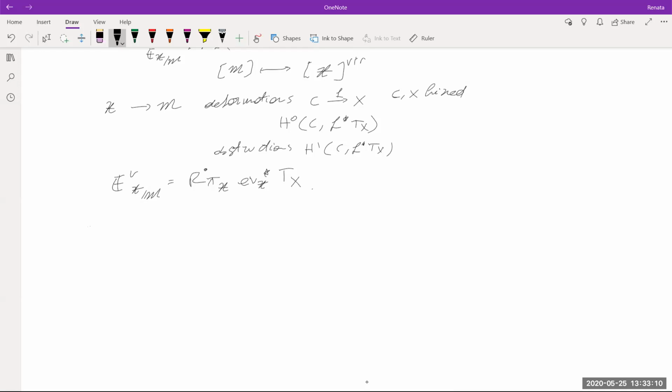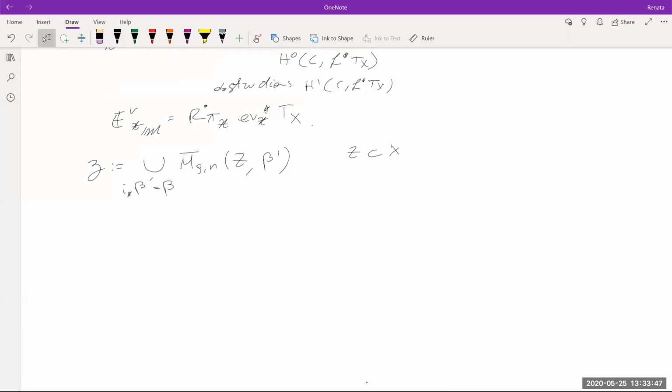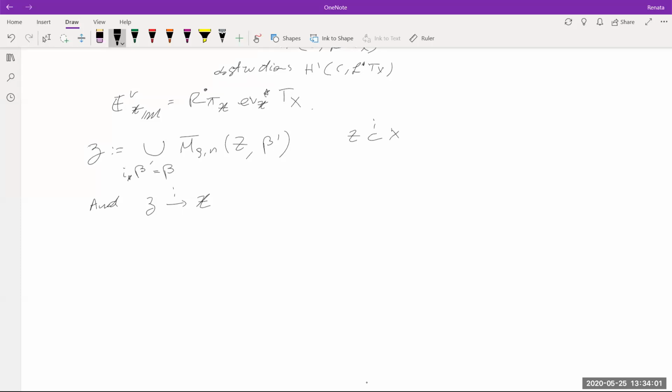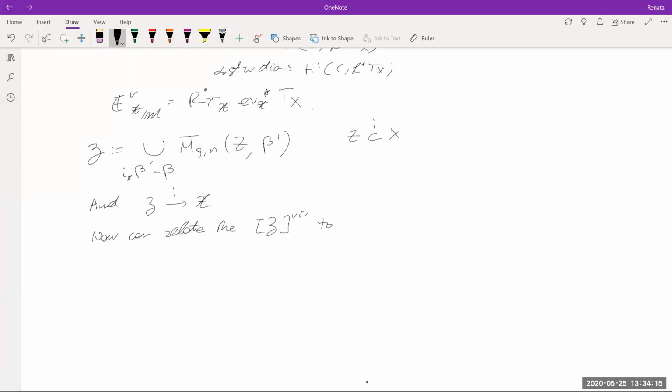Now, as well as X, we have curly Z, which I'm going to define as the union over all classes beta prime of Z, such that the pushforward is beta, of the moduli of stable maps to Z with degree beta prime. Remember that Z is in X. In the case Z is a hyperplane in X, then I can just take the class beta, but in general you need to be taking all of these. And the inclusion gives a morphism from stable maps to Z to stable maps to X just by composing with the inclusion i. And now we can relate the virtual fundamental class of Z to the virtual fundamental class on X.